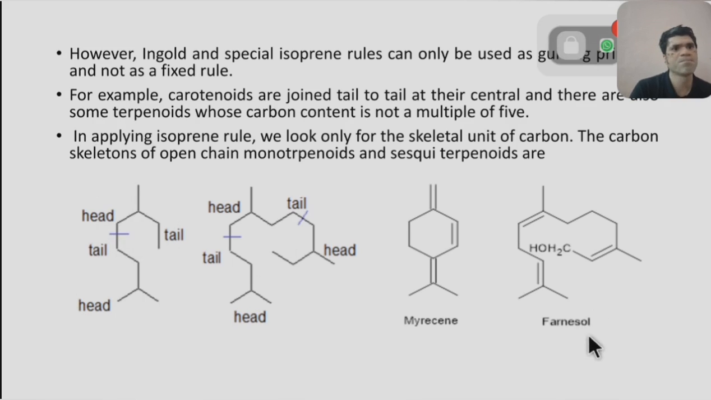And similarly farnesol, this is also a sesquiterpenoid. So here CH2OH is there. We do not consider all these things, we only consider the skeletal structure, and we see that in this case 3 isoprene units are present and they are connected in head to tail fashion. So this is a head and this is a tail, and this is the tail of another unit, and this is the head, and once again this is the tail and this is the head of the third unit.